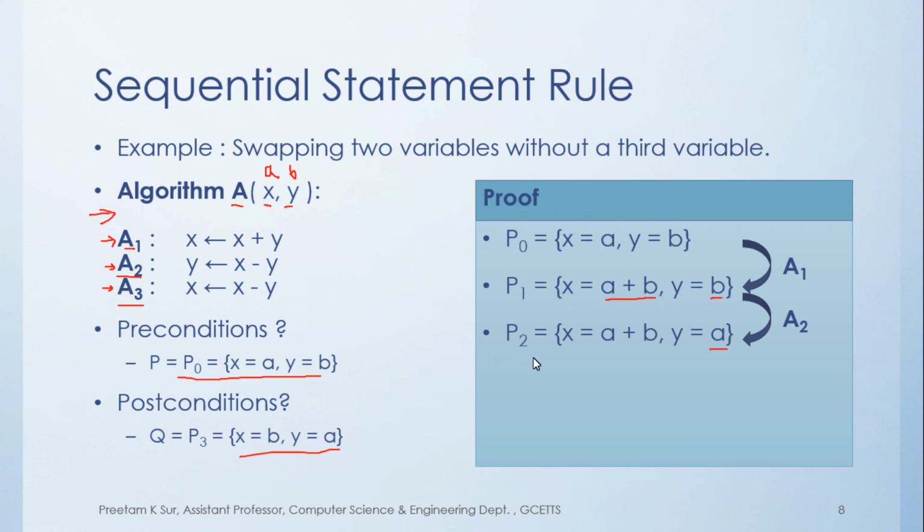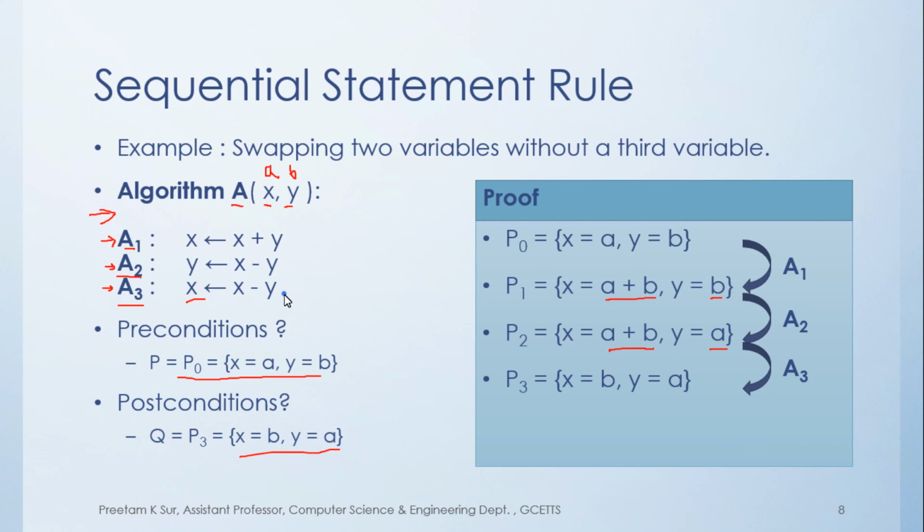Now a3 will be executed on this state p2, right? So if we execute the statement a3, we have x equals x minus y. Currently we have x equals a plus b and y equals a, right? So if we do x minus y, we will have a plus b minus a, which is basically b, and that b will be stored into x as per the statement in a3. So the value of x will now be changed to b, and the value of y will remain a as in p2, right? So in p3 we will have x equals b and y equals a.